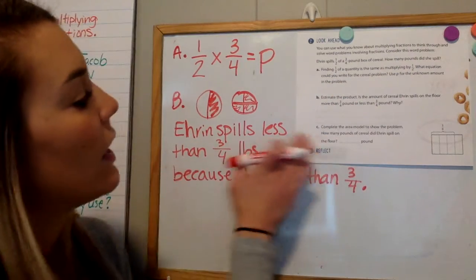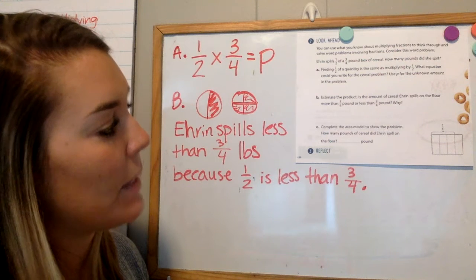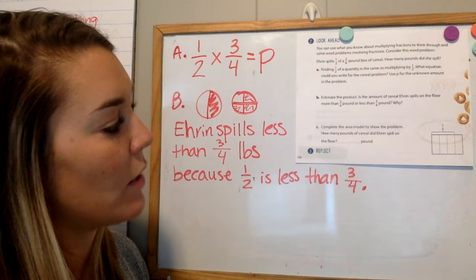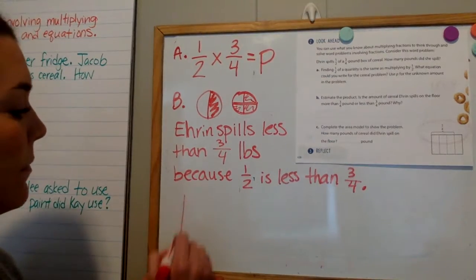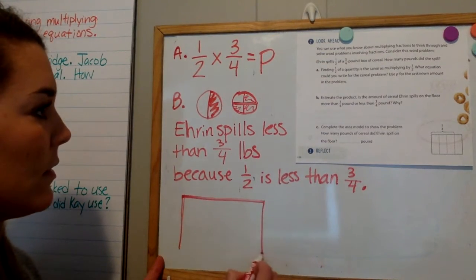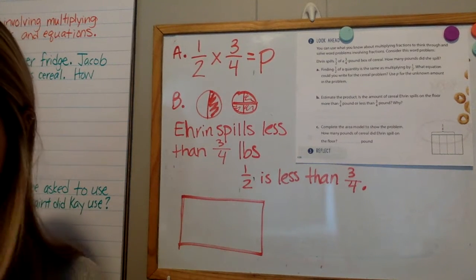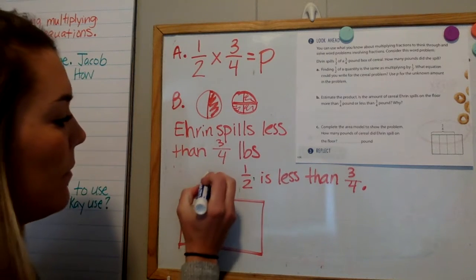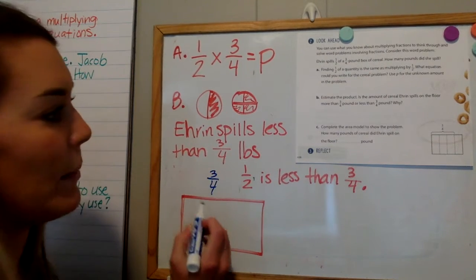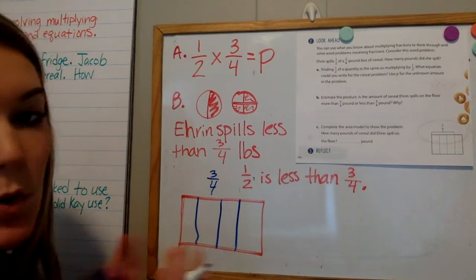So it says, complete the area model to show the problem. How many pounds of cereal did Aaron spill on the floor? So the area model it already showed me has, I'm just going to erase this because, sorry, friend. It has 3/4 on the top here. And I'm lucky because they showed me I already need to break this into 4 columns, right? So that's what you guys already have.